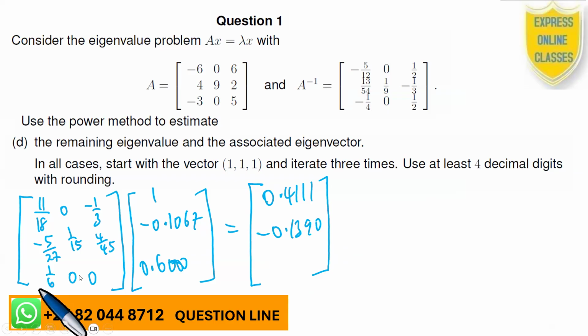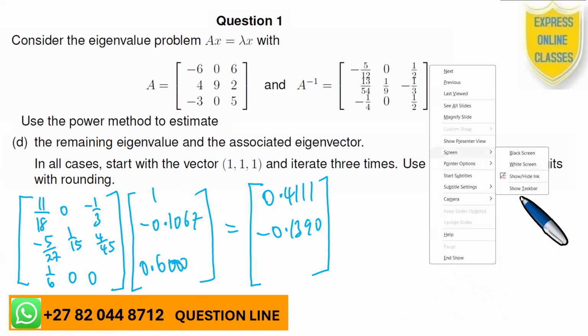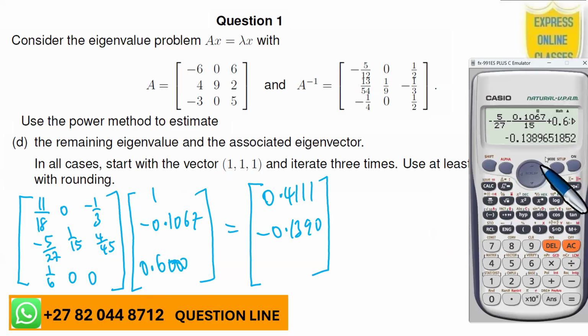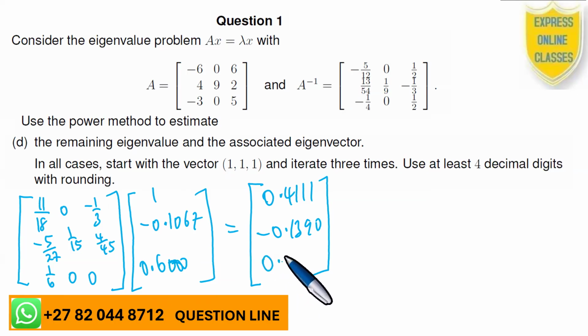And then now we're going to do the 1 out of 6. So obviously 1 out of 6, because it's this by this, 1 out of 6, and then 0 by 0. So it's going to be 1 out of 6, which is 0.1667.